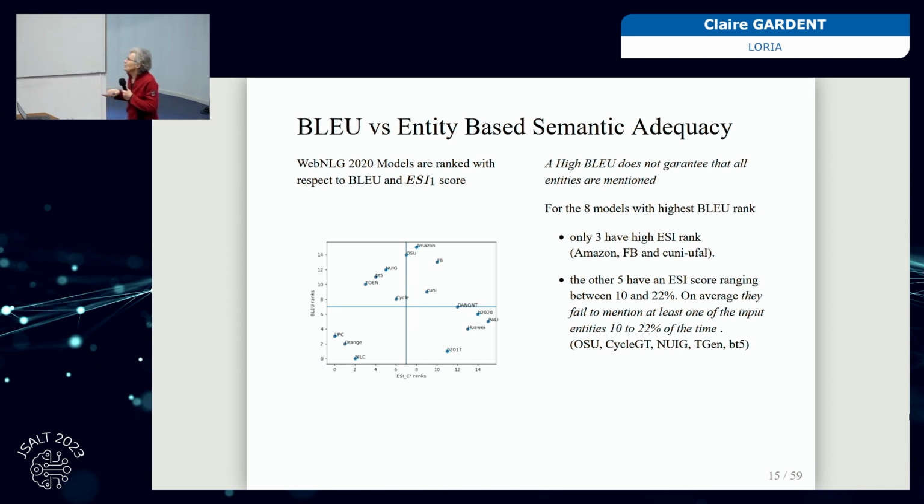Right? So the message here is simply that BLEU does not tell you how much the model is omitting. You can have a high BLEU score and still omit quite a few entities. So still generate incomplete text.